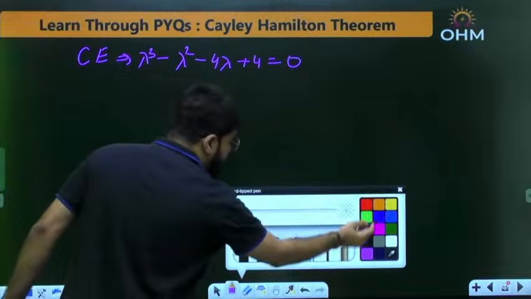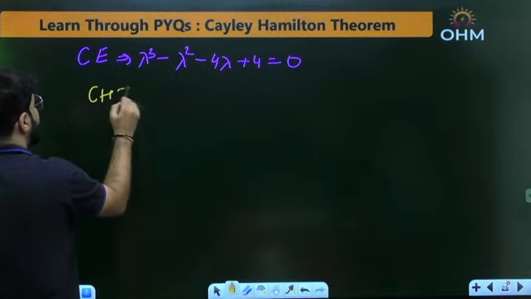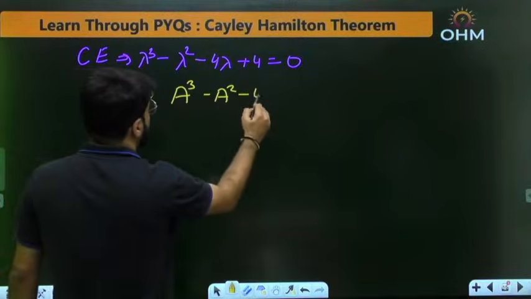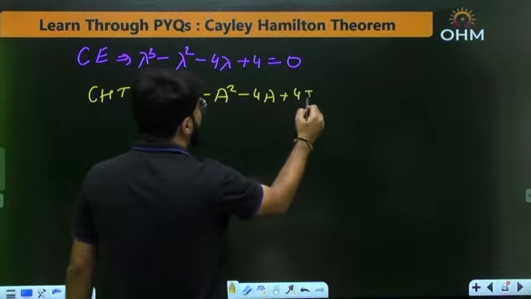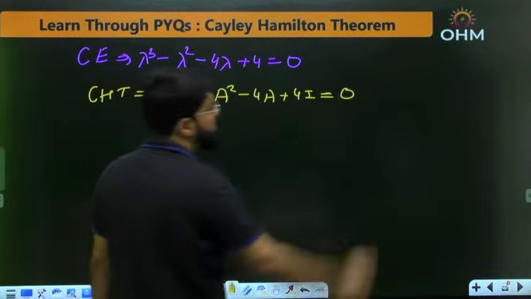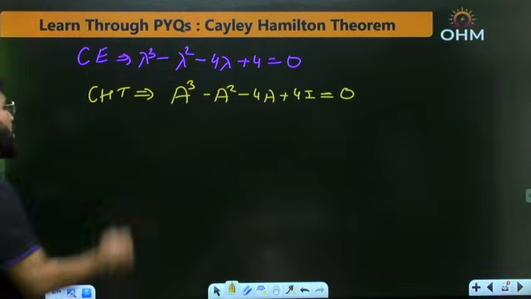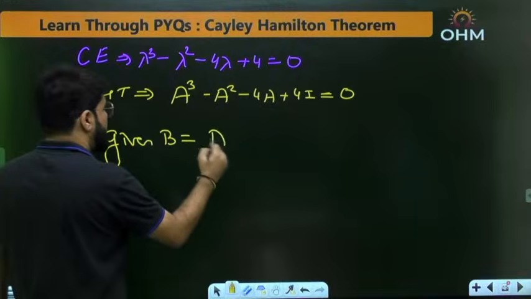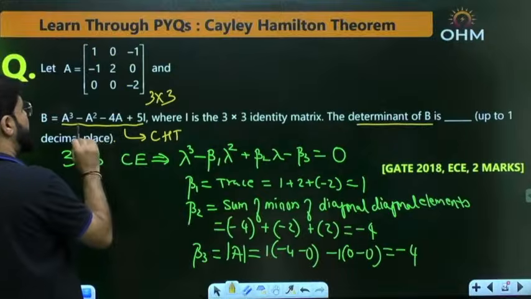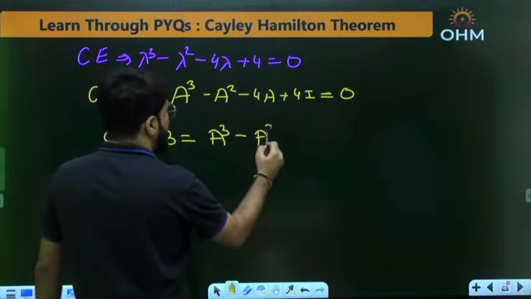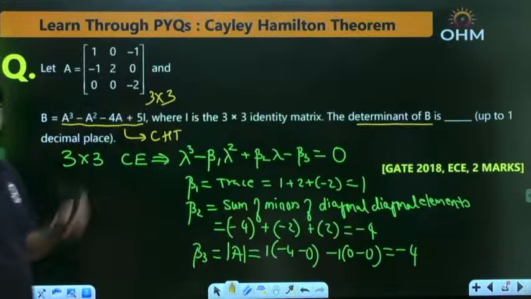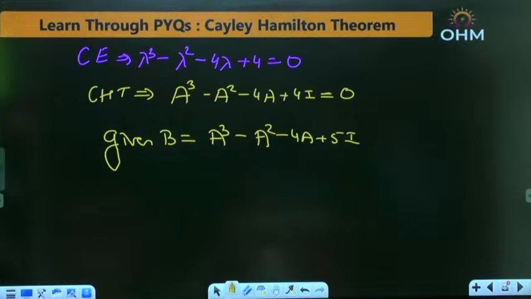Now substitute Cayley Hamilton theorem. That means replace the lambda by A. So you will have A cube minus A square minus 4A plus 4 identity. Remember, with matrix you have to write identity only, equal to 0. Now what is the given matrix B? Something like this only: A cube minus A square minus 4A plus 5I. See, this is given.